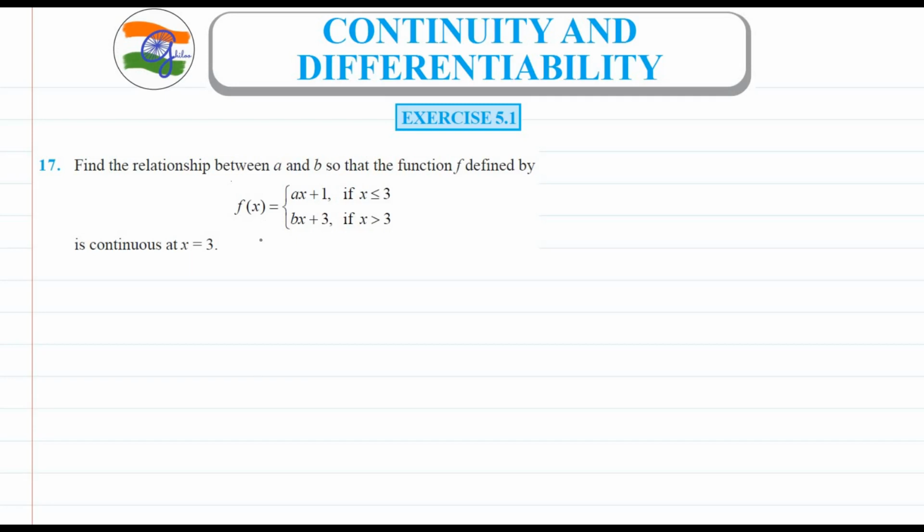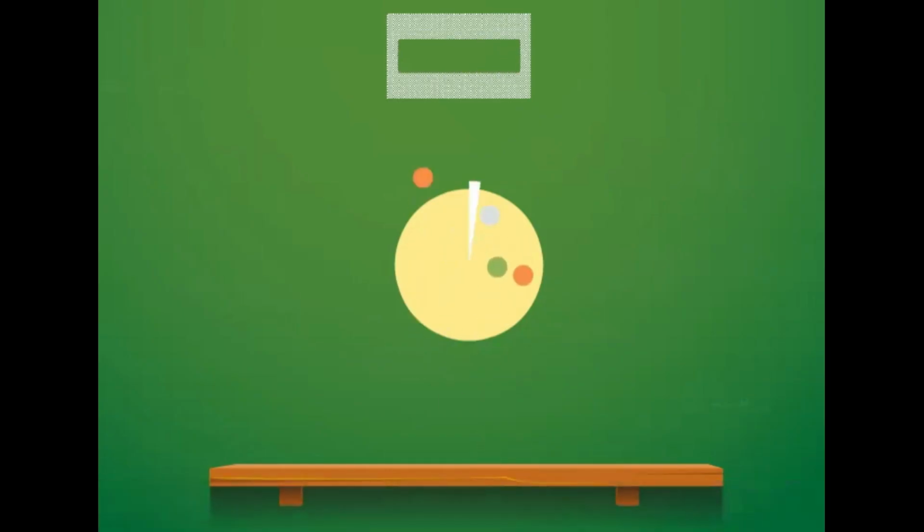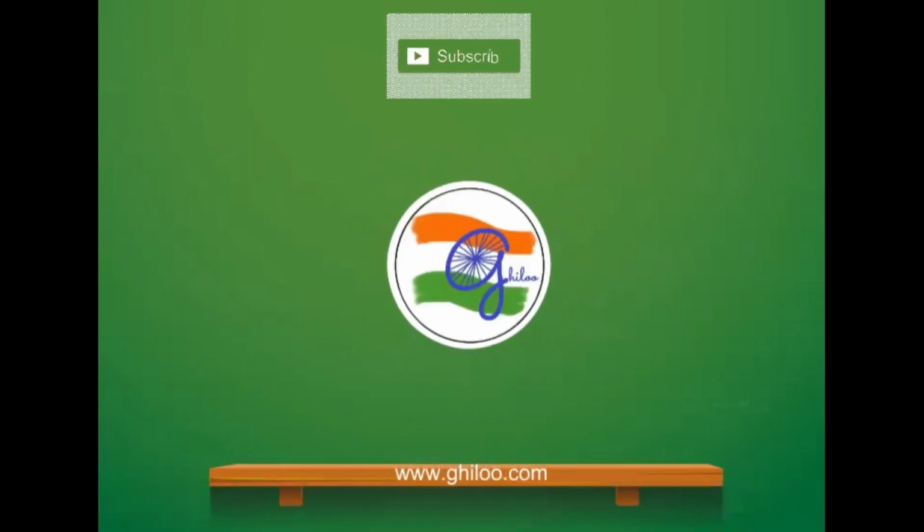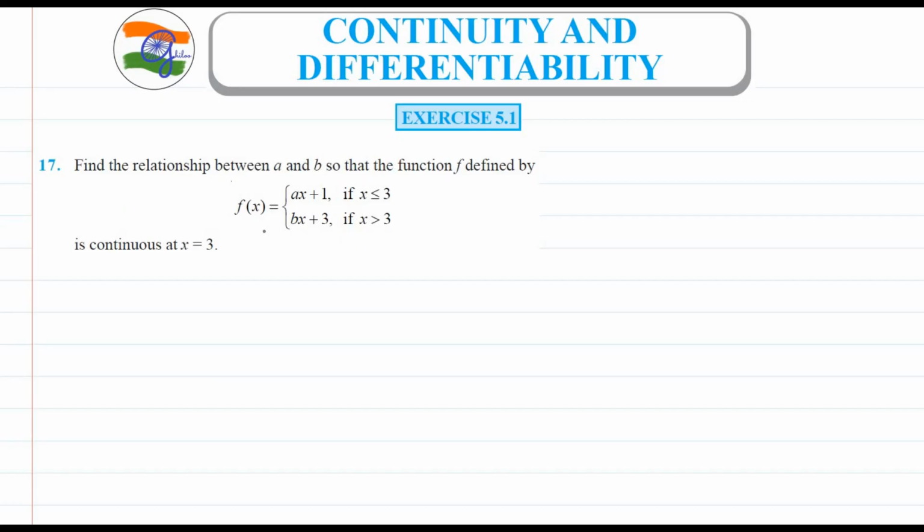So in this video we'll be continuing from question number 17 of exercise 5.1. So here it's a very simple question. We have a function and instead of trying to find whether it is continuous or not, we need to find the value of a and b where the definition breaks, and we have to show that this function is continuous for those values of a and b. That means that we need to make this function continuous at x equal to 3. So let's do it. First let us write the given function.